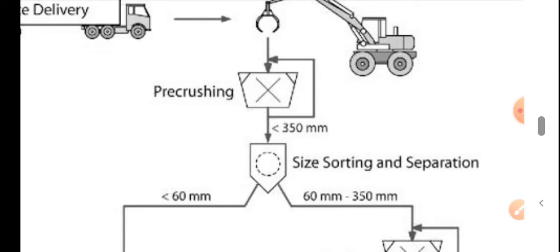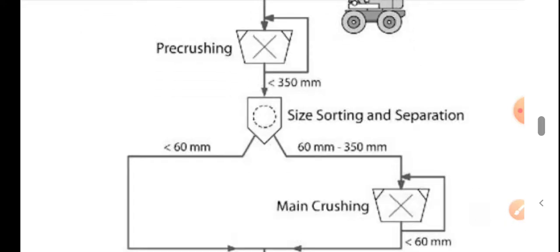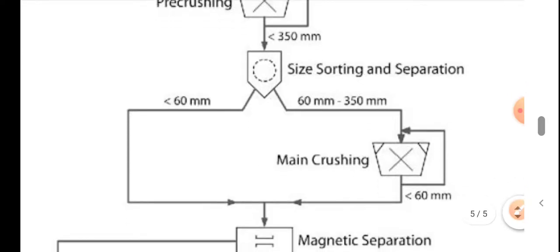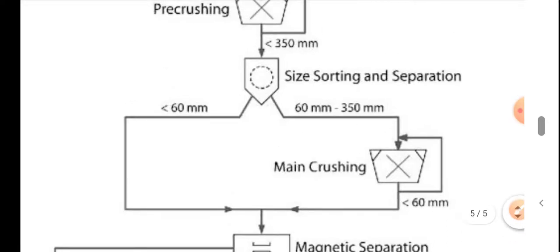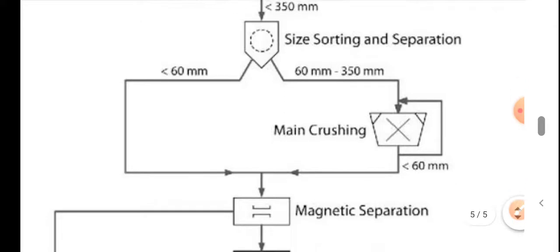and here, if the diameter of the waste material is less than 60 mm, then it will go to another chamber, that is magnetic separation, and if it is more than 60 mm, then it will go to the main crushing chamber again, where it is crushed again, so that its size is reduced below 60 mm.